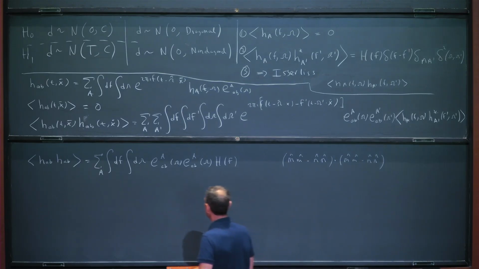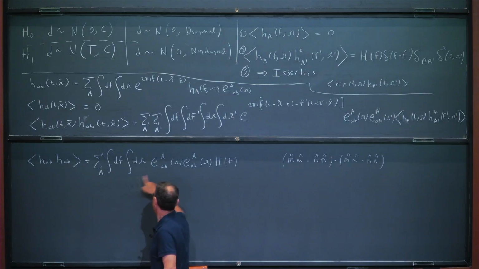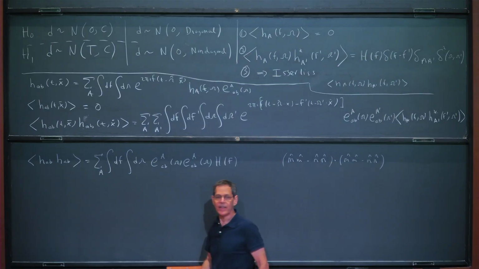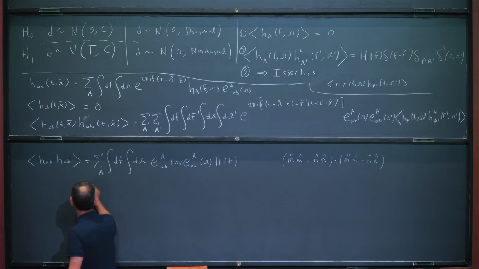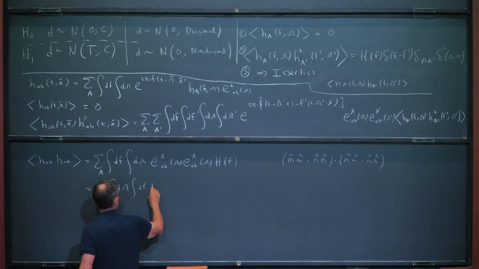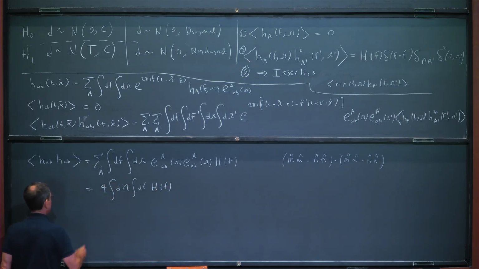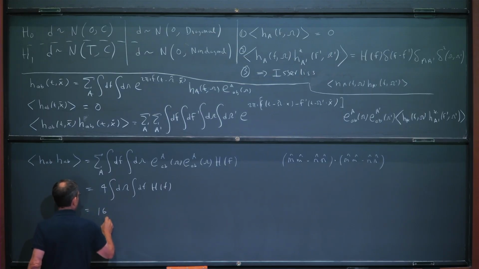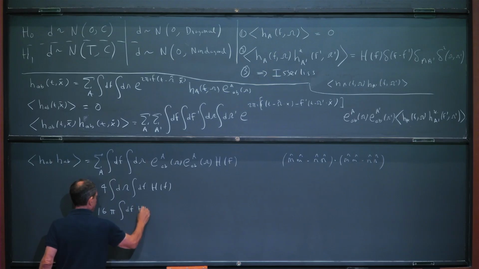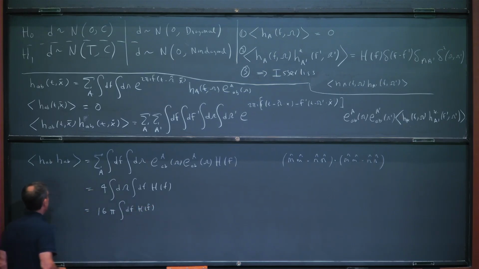So the only thing here that depends upon the polarization A is this. And I just told you that the plus gives you 2, the cross gives you 2, so the sum gives you 4. So that's the 4 times the integral d omega, integral df, h of f. So 16 pi integral h of f df.